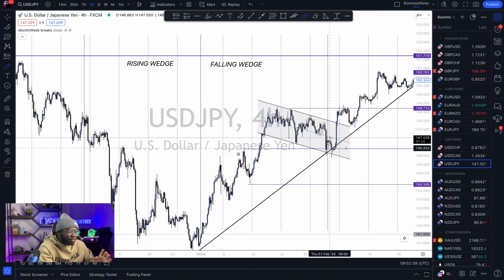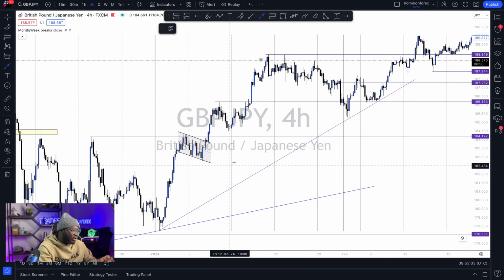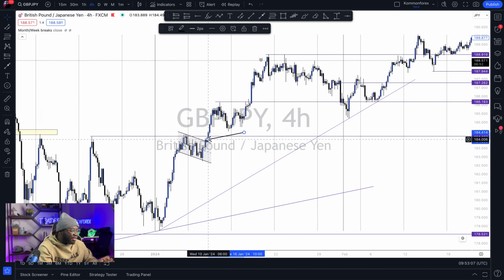We had one on GBP JPY along the same time as well. Remember the date, 10th of January or something. This was 18th of January. So if you look at this, you can clearly see I also had a falling wedge happening.